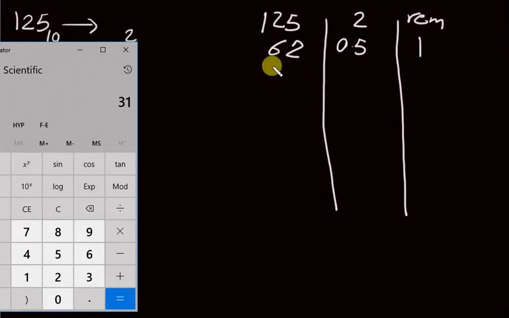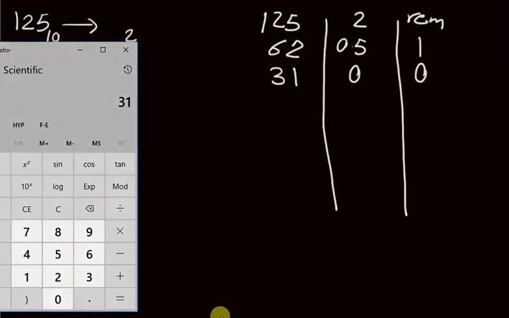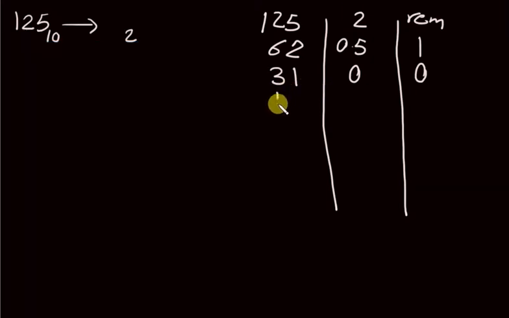and it will give me 31. There is no number after that, so I put 31 here, there is a 0 here, and 0 multiplied by 2 will give me 0. So my remainder is 0. And then I have 31. 31 divided by 2 will give me 15.5. So I will put 15 here, and 0.5 comes here. 0.5 multiplied by 2 will give me a 1, so my remainder is 1.